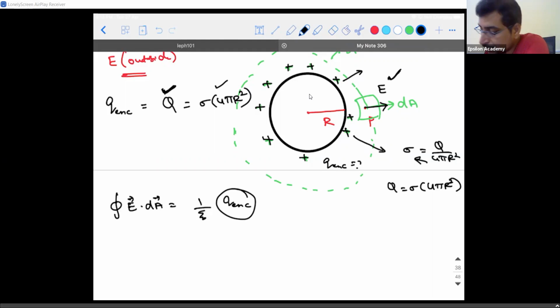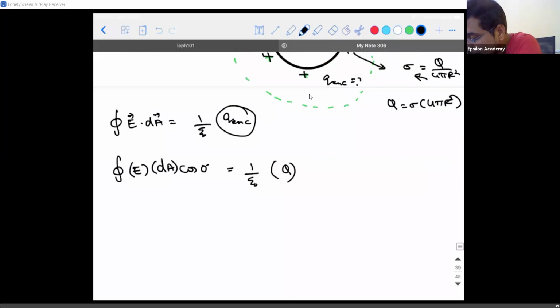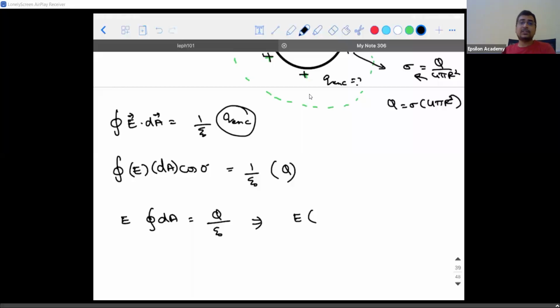Okay, sir. Yeah. So E and dA vector are in the same direction. Surface integral of E into dA into cos 0 degrees is equal to 1 by epsilon naught times the capital Q. Right. So E is a constant. The surface integral of dA is equal to Q divided by epsilon naught, which implies E into, what is the surface integral of dA here? The area, right? Surface area. It is 4 pi capital R square. Very good. It is 4 pi, sorry, it is 4 pi small r square.